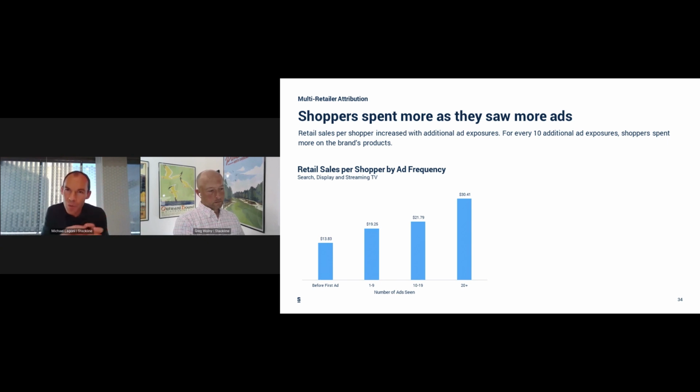So again, a really helpful data set for you to understand not only the multi-retailer impact, but what happens to the customer lifetime value if they continue to see more ad engagement from your particular brand.